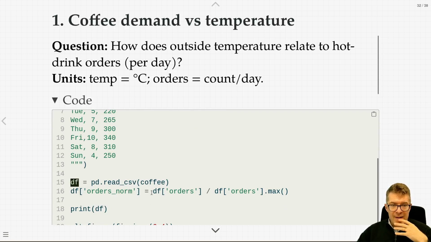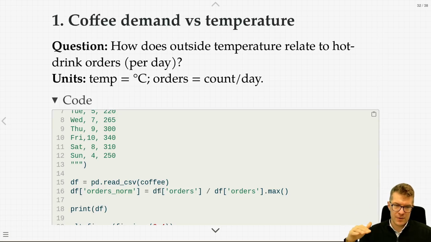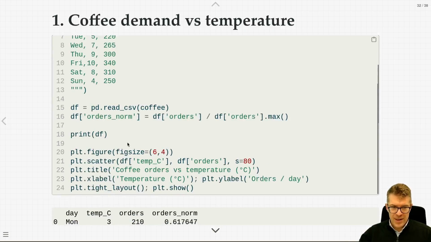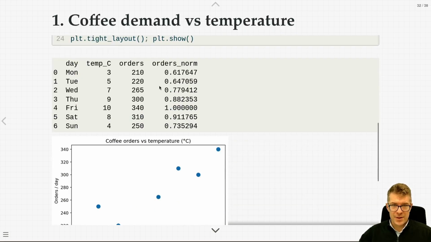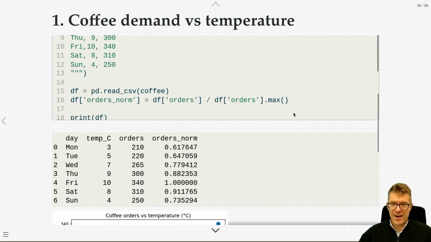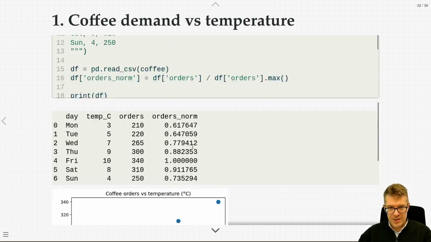And I can take the orders that I have in that data frame and divide by the maximum number of orders I have. So this is like calling max on this, which will give me the maximum. This will give me a normalized version of the orders, so I'm just setting everything relative to the max. And I print a full data frame, which is this. This is just the result that my Python produced in the slide.